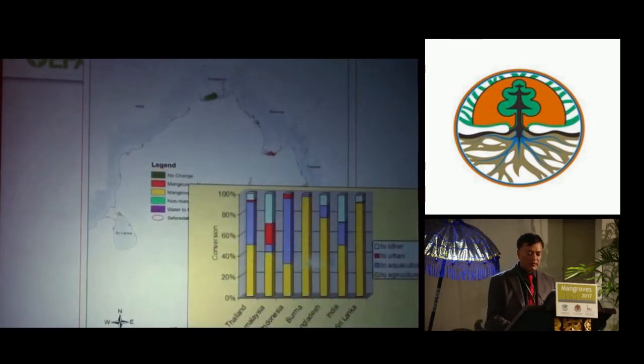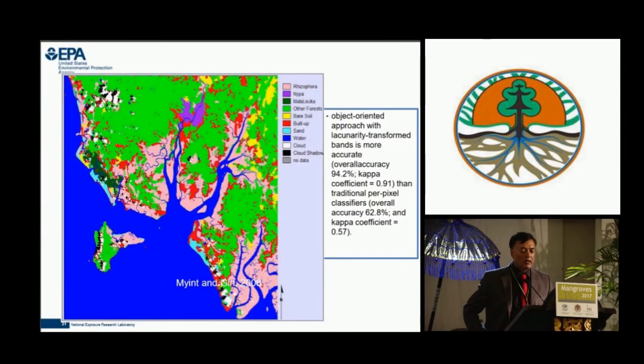And we also tried to look at what are the major causes of the mangrove loss in these areas. And it seems that for this particular area, agriculture and shrimp farming are the major causes. But in Malaysia, urban development is also playing a major role. And those are the areal changes.